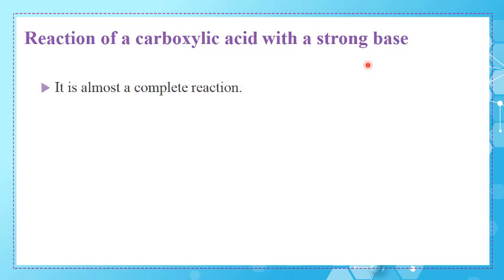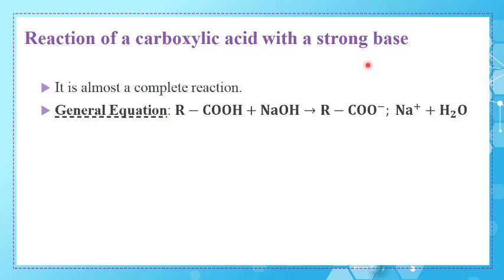It is almost a complete one. The general equation is the following. This is the carboxylic acid and this is NaOH. Here also you have to pay attention that carboxylic acid is an acid. So the H plus of the carboxylic acid here comes with OH minus of the base to give H2O, and Na plus here of the base comes to be attached to this O minus here.